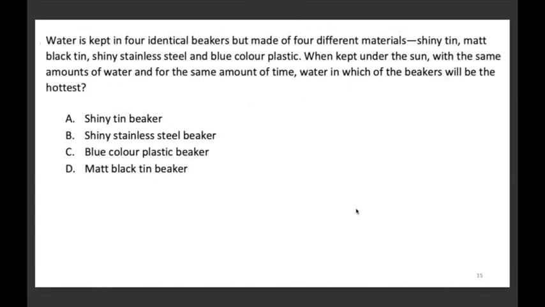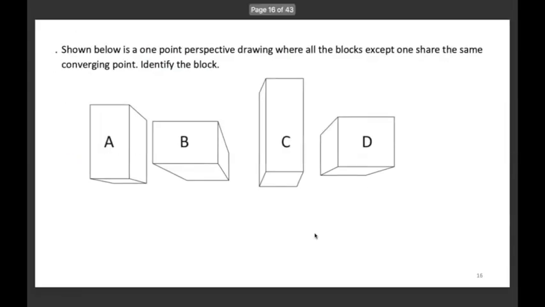Water is kept in 4 identical beakers, but they are made up of 4 different materials: shiny tin, matte black, shiny stainless steel, and blue colored plastic. When kept under the sun with the same amount of water and for the same amount of time, water in which of the beakers will be the hottest? This is obvious. The hottest water will be found in the matte black tin beaker. Okay, we'll move to the next one.